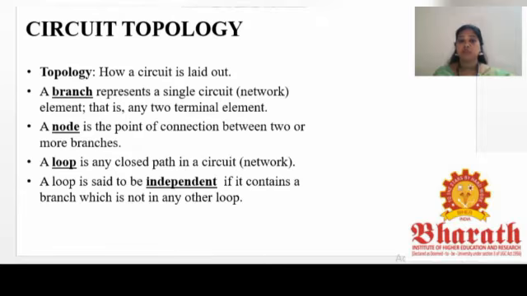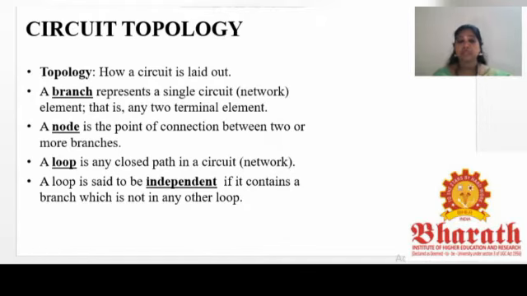Now we are going to see some circuit topologies. What is a topology? It is nothing but how a circuit is laid out. Under what combination an electric circuit is laid out is called a circuit topology. In a circuit, what do we call a branch? A branch is nothing but a single element in the circuit. Any single electrical element is going to have two terminals, which we naturally call the positive terminal and the negative terminal. So one element with two terminals we call a branch.